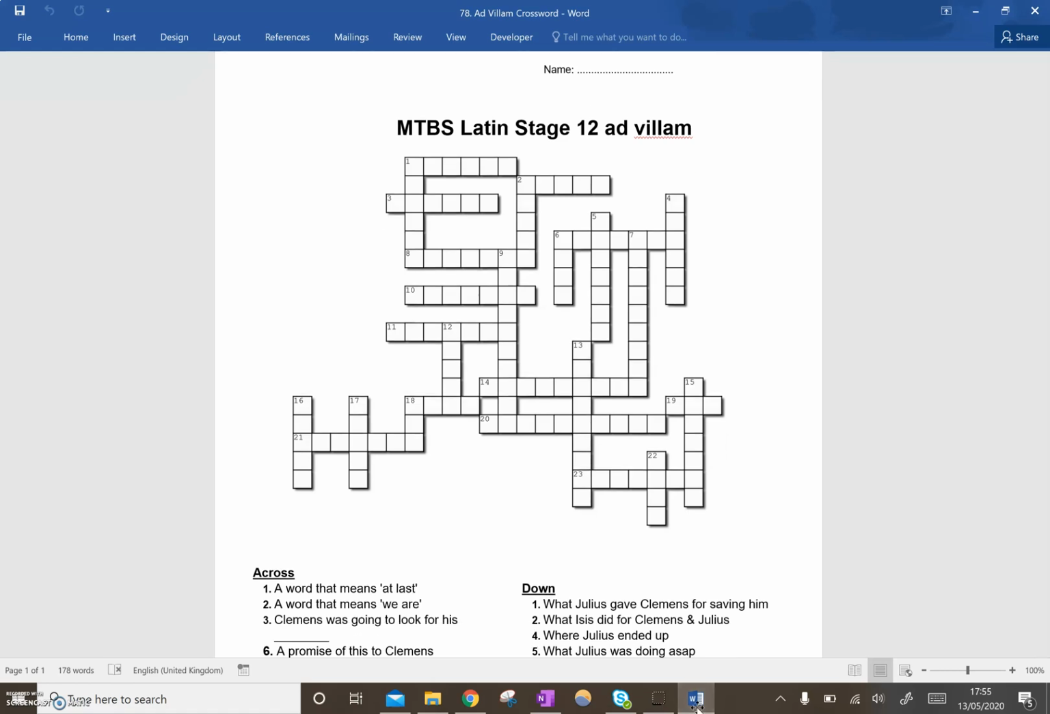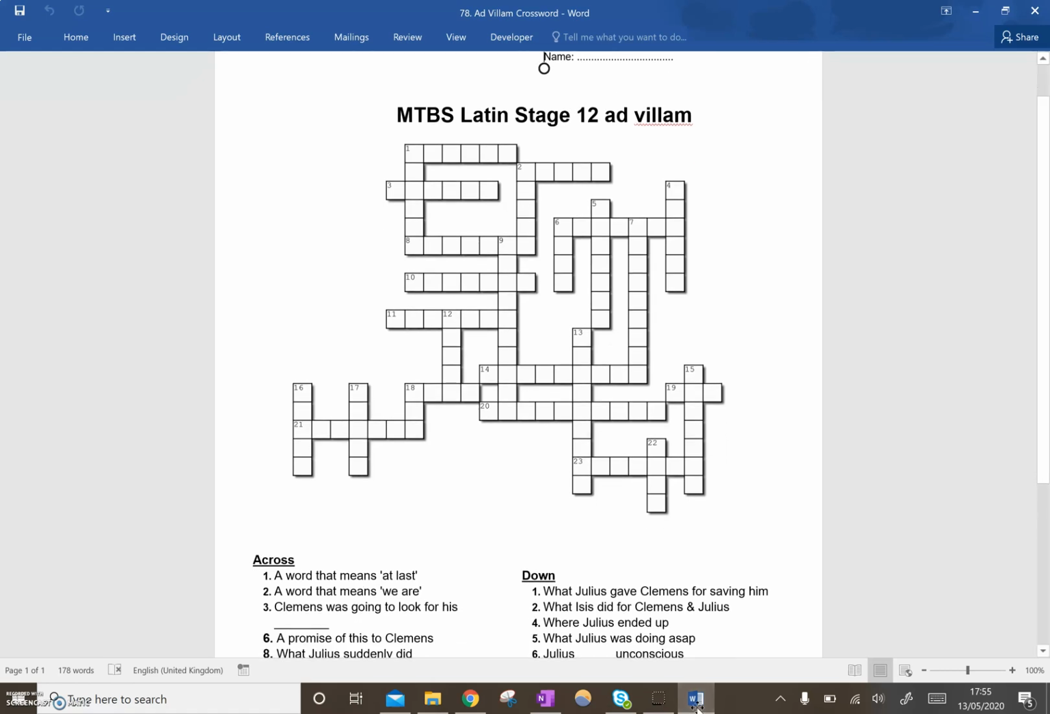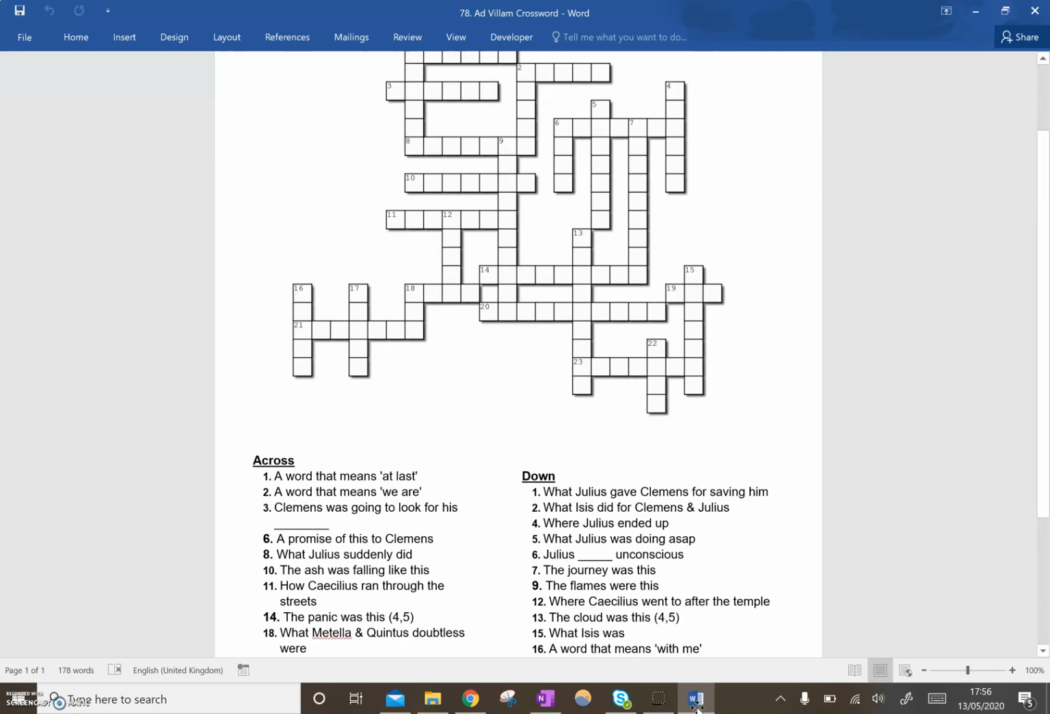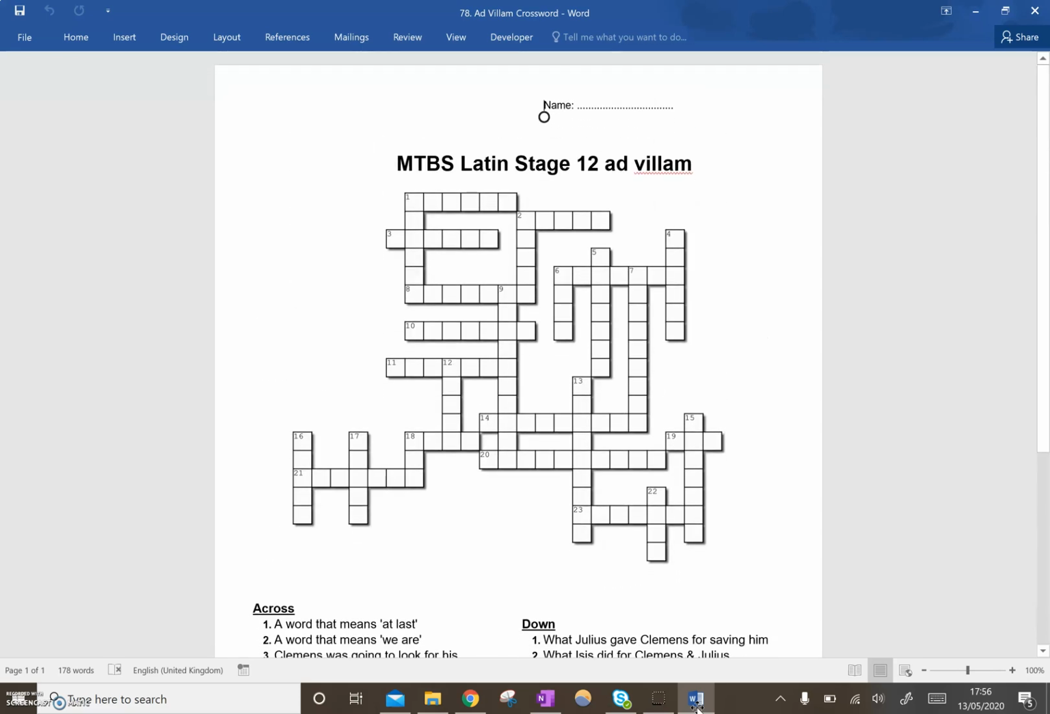So this is what it looks like. Obviously, you might need to print this out or try and write it on your screen if you're able to, or type it in as best you can. Just do whatever you can do with this, okay? And that will test whether you've understood what's just happened in this very dramatic story.